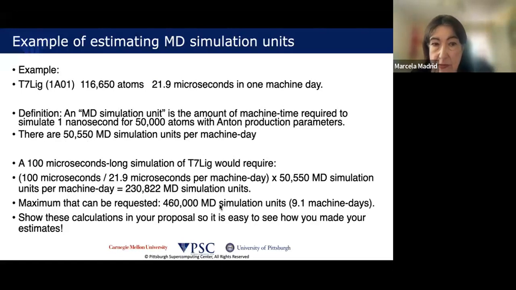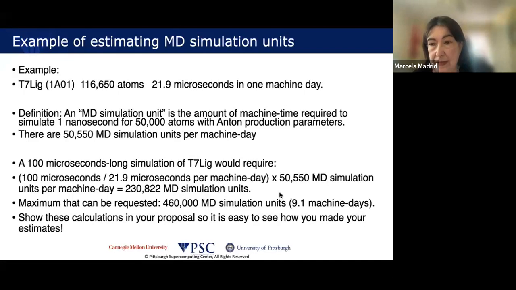And the maximum that can be requested is 460,000 MD simulation units, where a simulation unit is the amount of machine time required to simulate 1 nanosecond for 50,000 atoms with Anton production parameters. This is explained in the RFP. Then you would convert the simulation units to machine days. The maximum that can be requested is then 9.1 machine days.